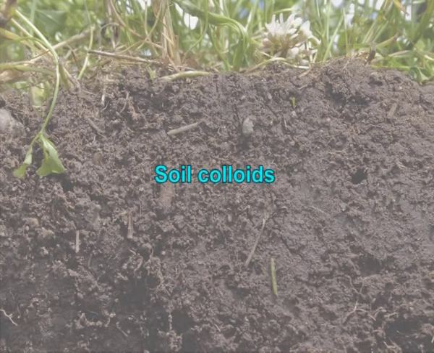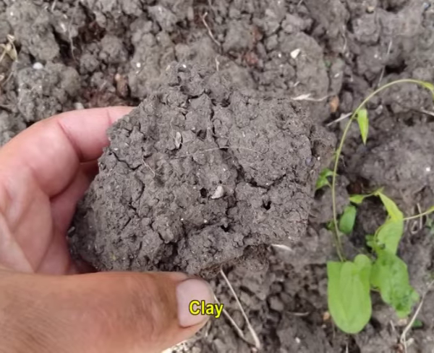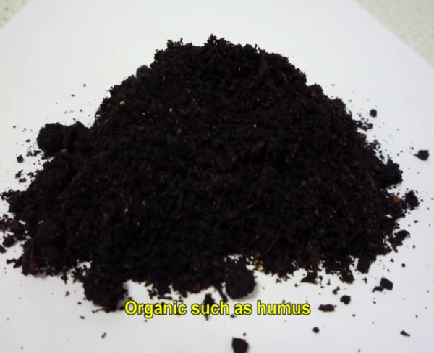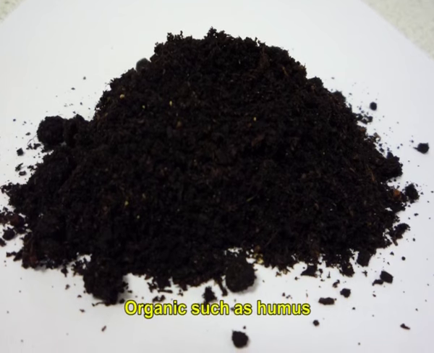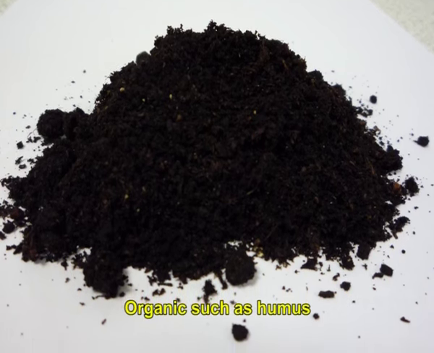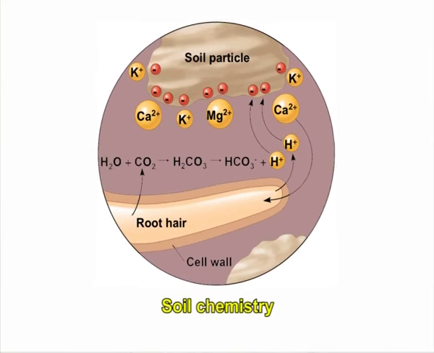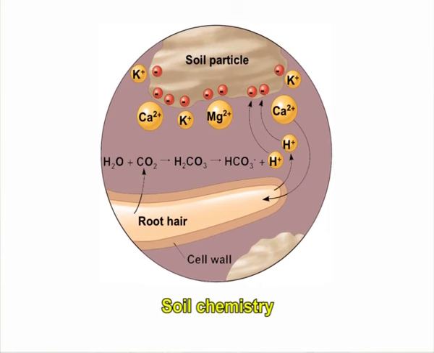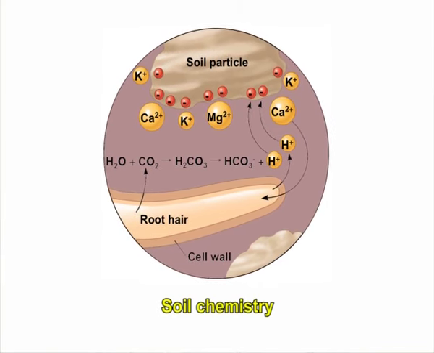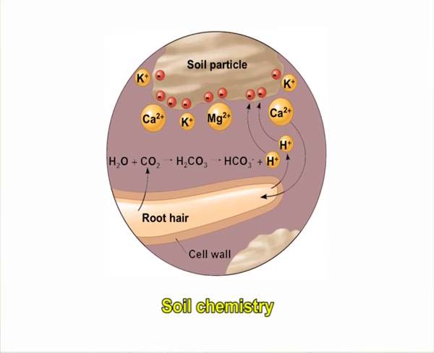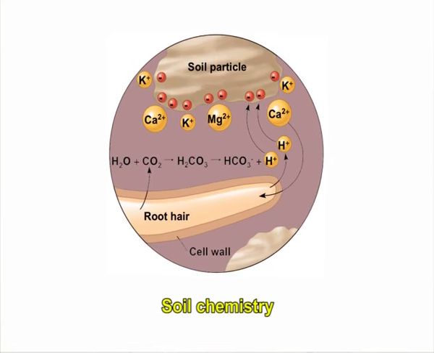Soil colloids. Colloid is a substance composed of two homogeneous phases, one of which is dispersed in the other. Soil colloids are substances of very small particle size, either mineral such as clay or organic such as humus, which therefore have a large surface area per unit volume. Colloids usually provide surfaces with high cation exchange capacity and also exhibit an instability controlled by the soil chemistry.